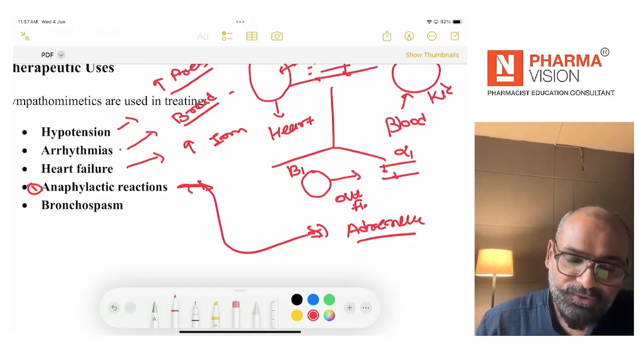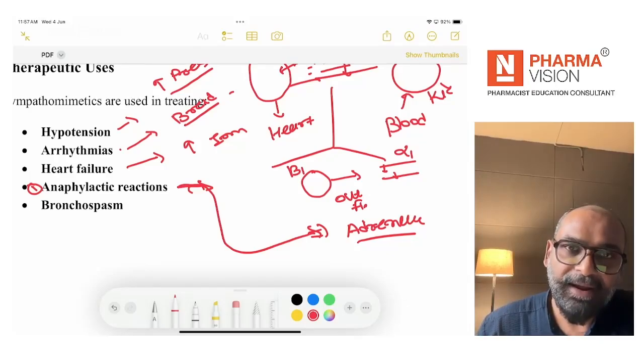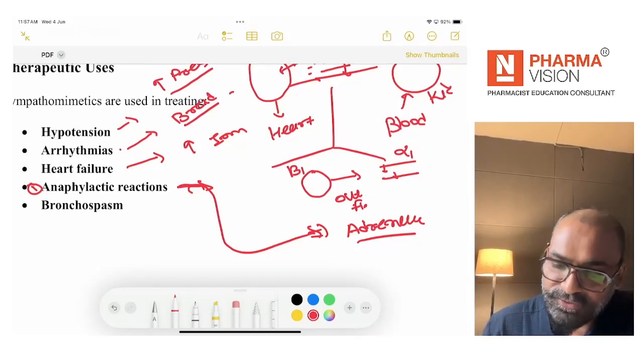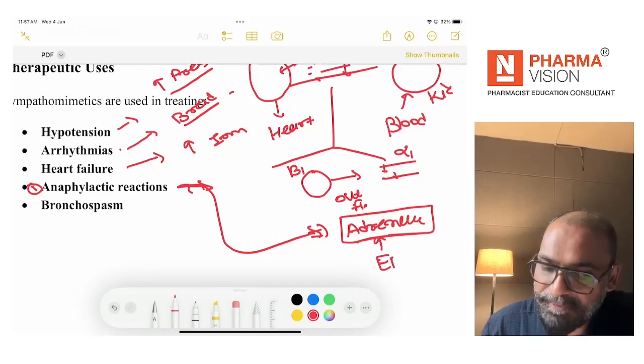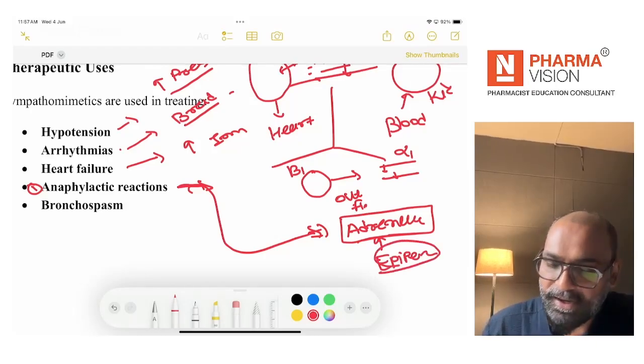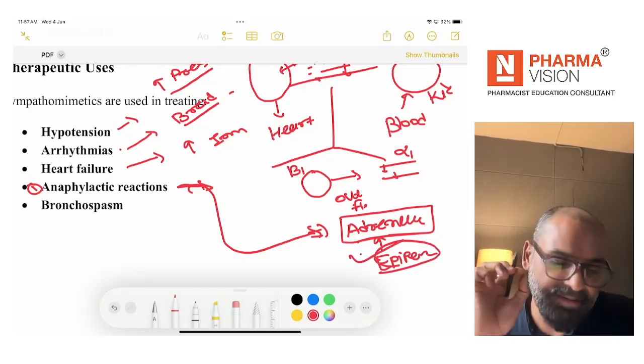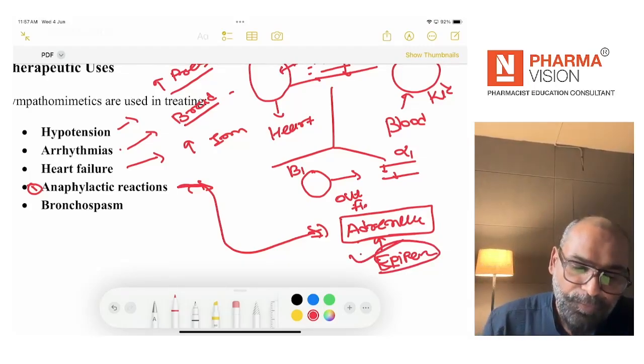And normally those patients who have anaphylactic reactions use self-administered adrenaline injections. The commercial name is EpiPen. Okay, so epinephrine, EpiPen. This is the name you have to remember, and this is a very, very important point.